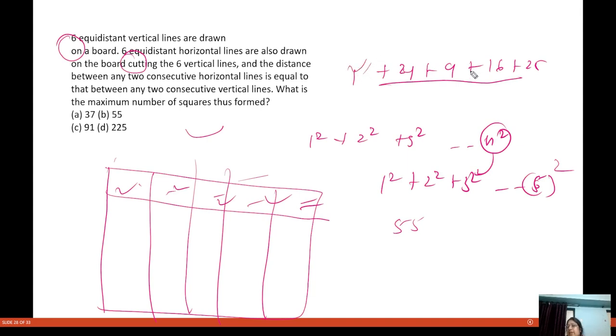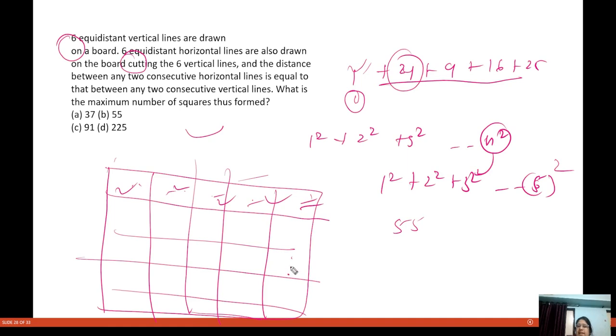This is the thing we get, because when we were considering all these five boxes, how many did we get? Only one. Then when we consider four boxes, how many did we get? When we consider this one, two, three, four, I got one square here, one here, one here, one here. So I got four squares.